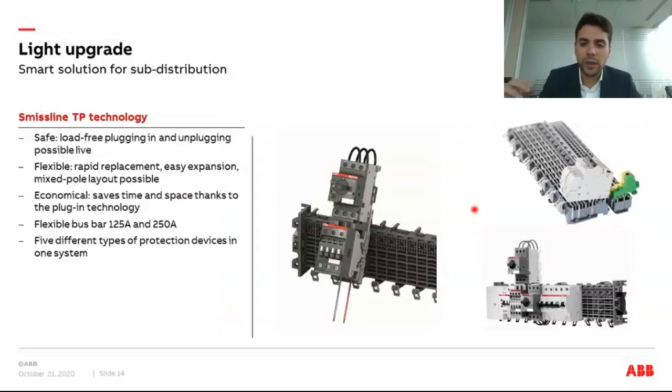So let's go down to the sub-distribution. Thanks to our Smissline TP technology, which is a touch-proof technology, you can add or remove the miniature circuit breakers and/or contactors and motor starters without disconnecting the voltage from the system. You can do it in the load-free condition, but still while the bars are under load, under the voltage.